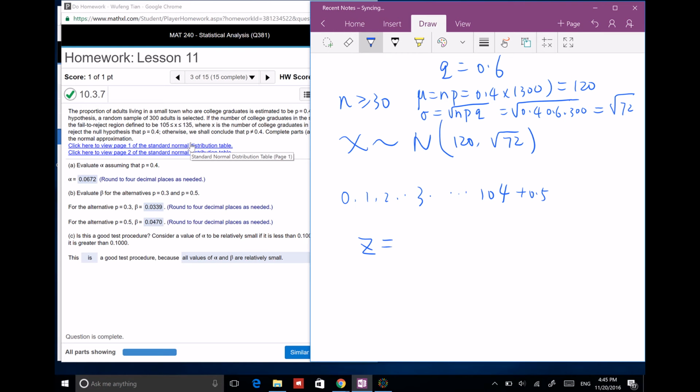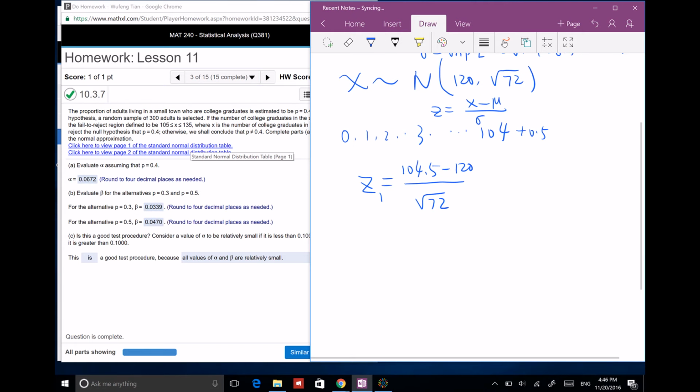The z-score is going to be 104.5 minus the mu value. So z equals x minus mu over sigma, right? Mu is 120, over the square root of 72. This is the first one, z1. So you find this z1 using the calculator.